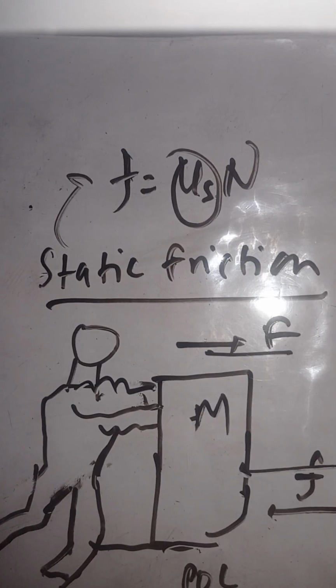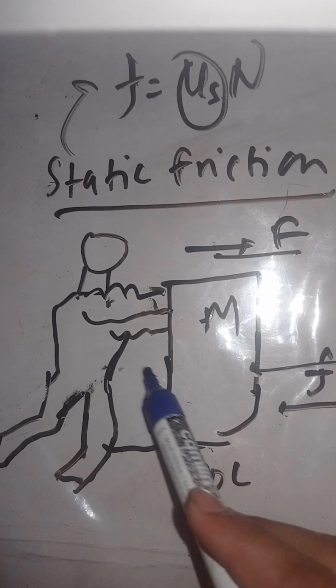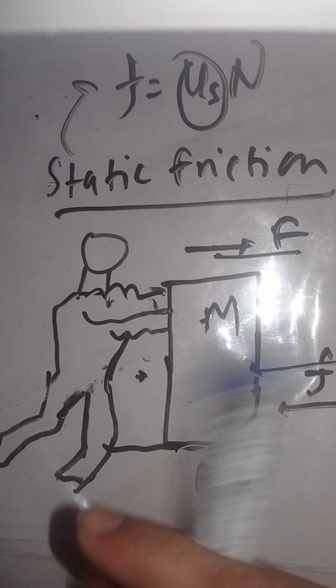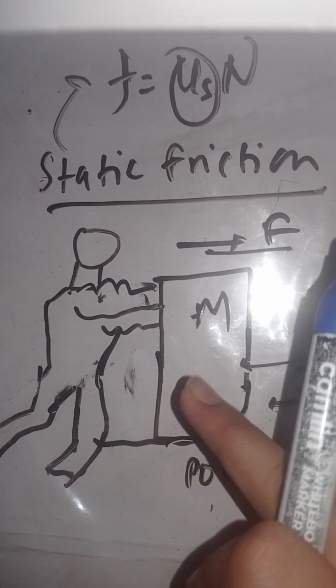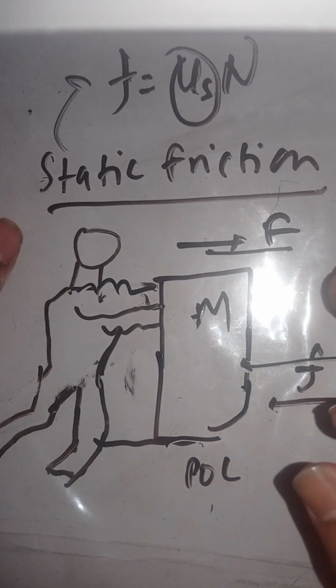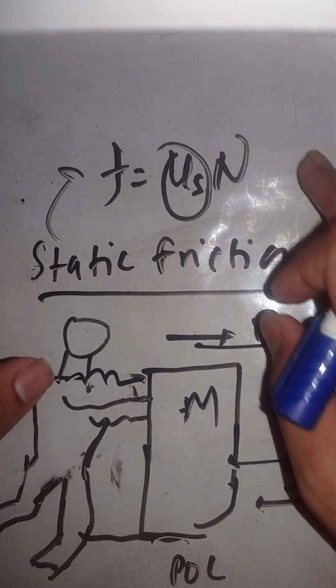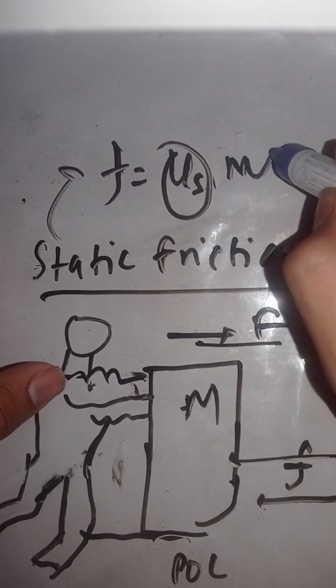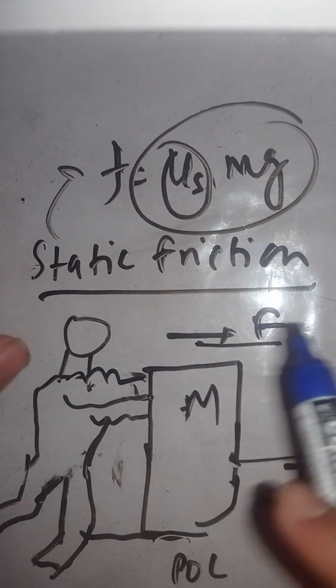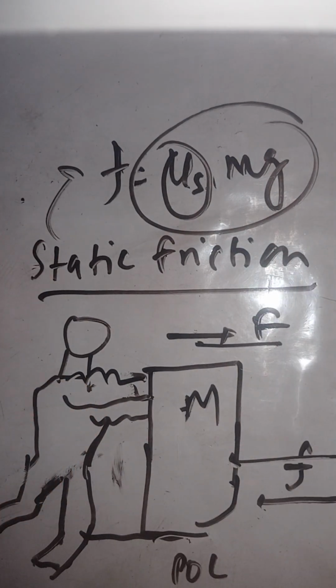And so this man will finally be able to make it move if he applies a force more than his limiting friction. Limiting friction is the maximum value of friction, which will be mu s times mg in this case.